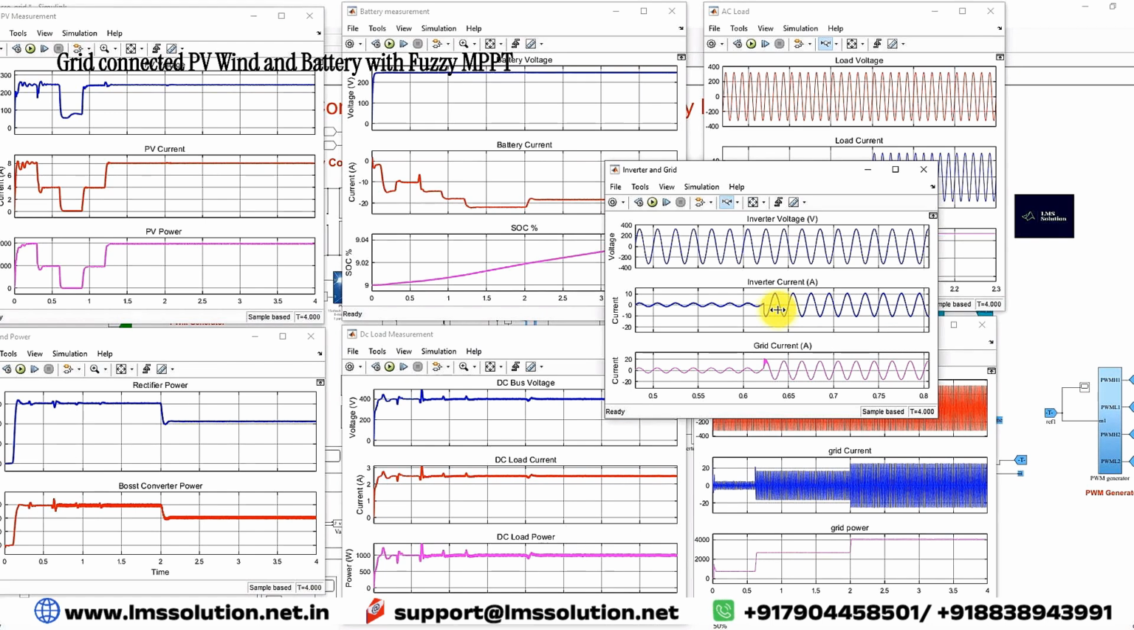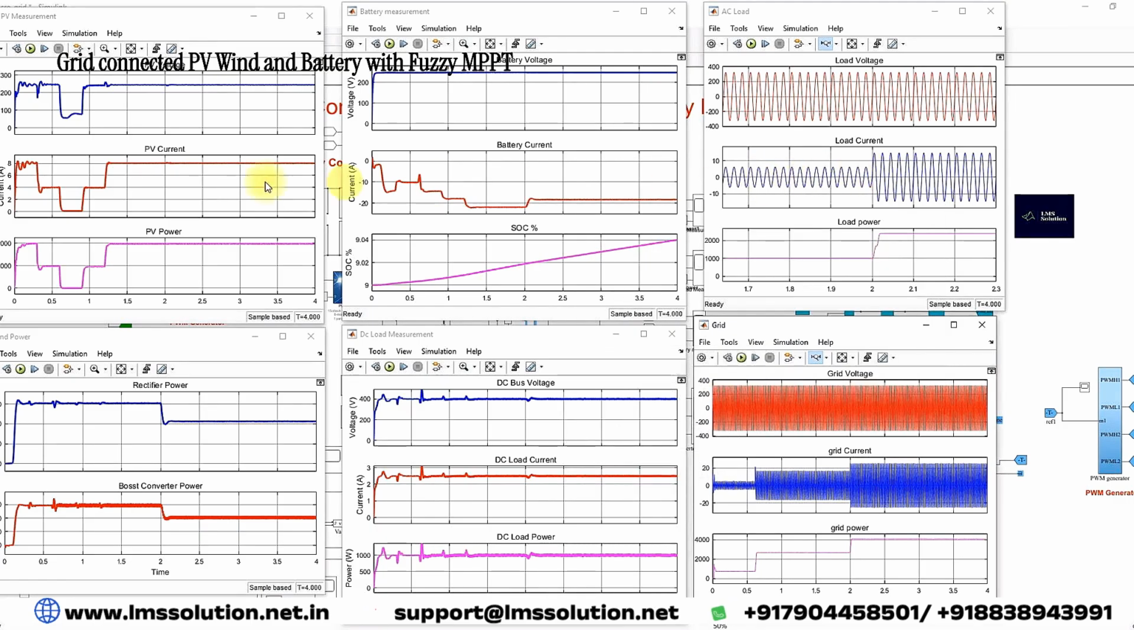So this is the operation of the grid connected PV system with the Fuzzy MPPT algorithm. With the Fuzzy MPPT algorithm, you can see that we are extracting maximum power from the PV, and we are extracting maximum power from the wind also. So this is the working of this model.